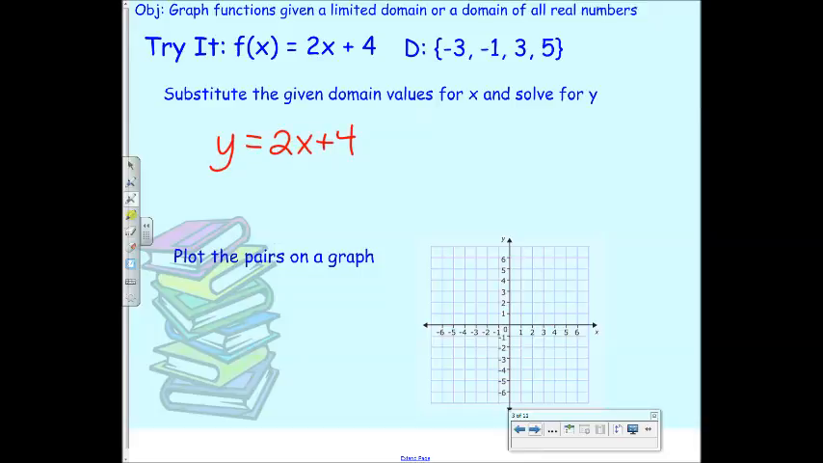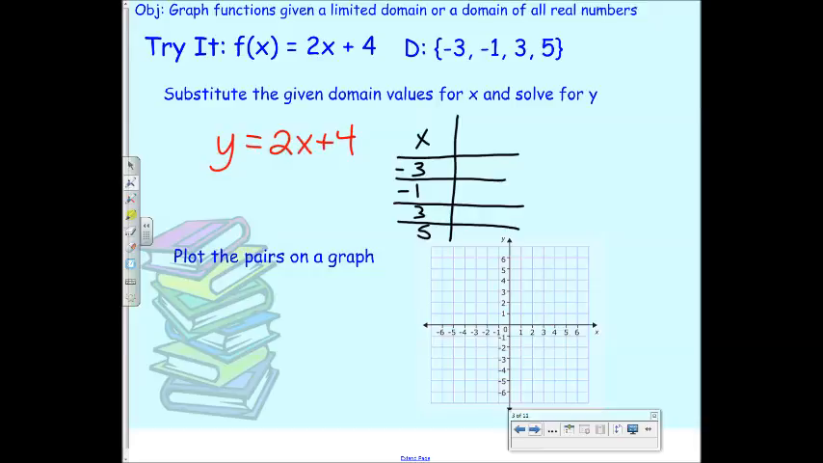So do I even have to do the first step, or is that already done? That's already done. Y is already by itself. So I just need to plug in my domain and get my pairs, and then I'm going to graph it. So I need to plug in what values for x? -3, -1, 3, and 5. Good. -3, -1, 3, and 5.